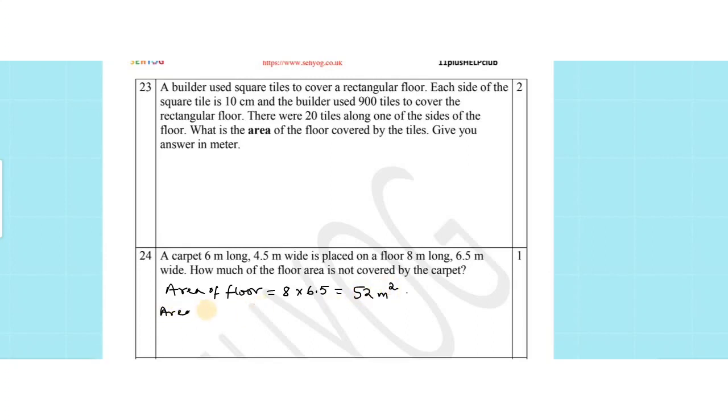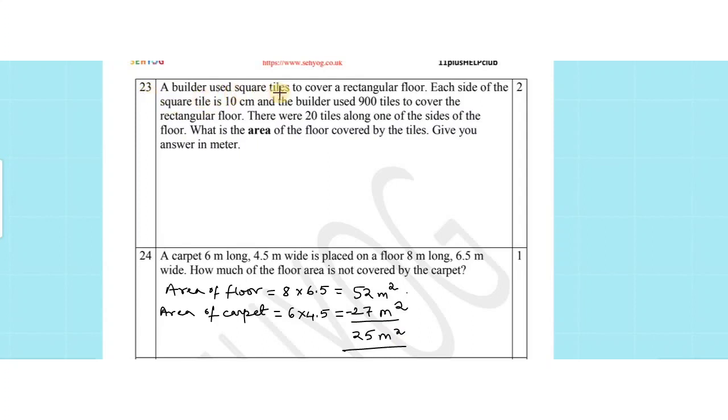Now finding the area of the carpet, which is equal to 6 times 4.5, the length and width of the carpet, which is equal to 27 meter square. So now to find out the area not covered by the carpet, we subtract the area of the carpet. So 52 minus 27 equal to 25 meter square answer.